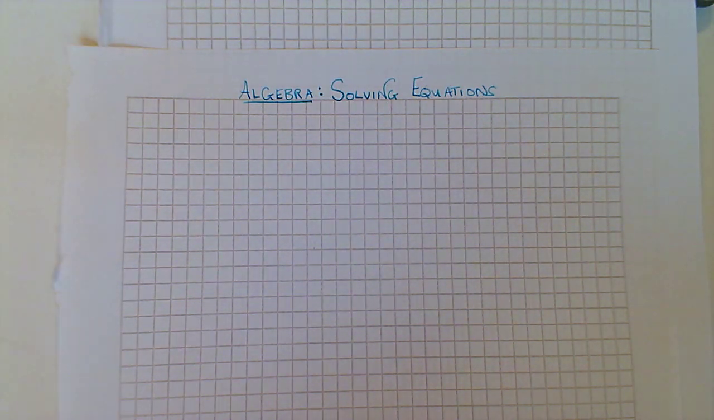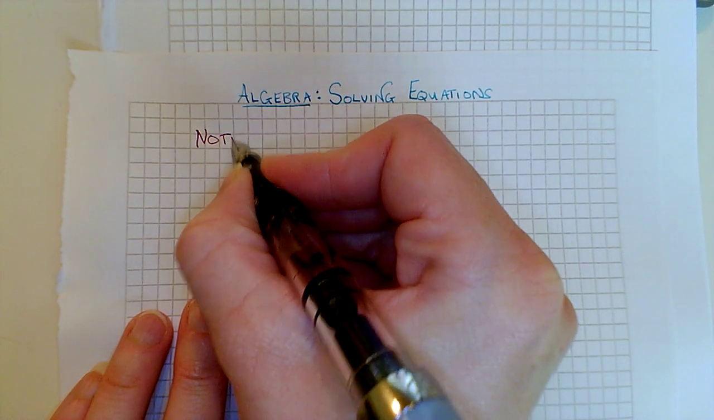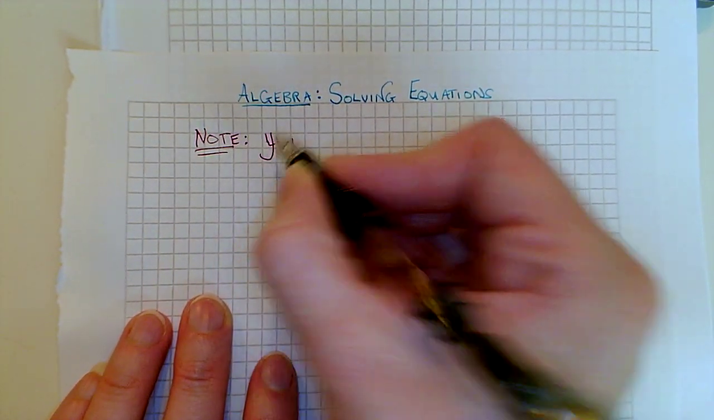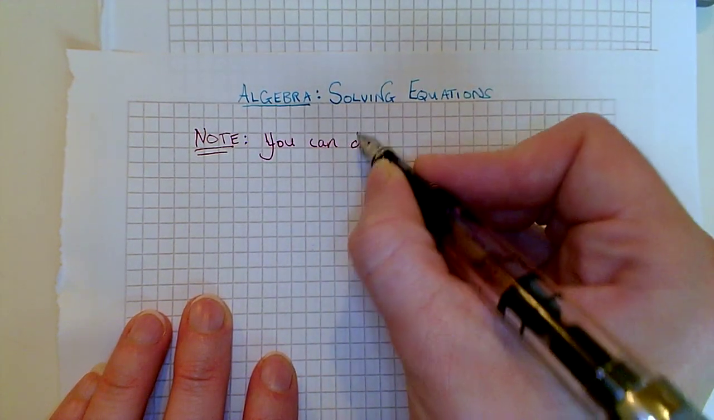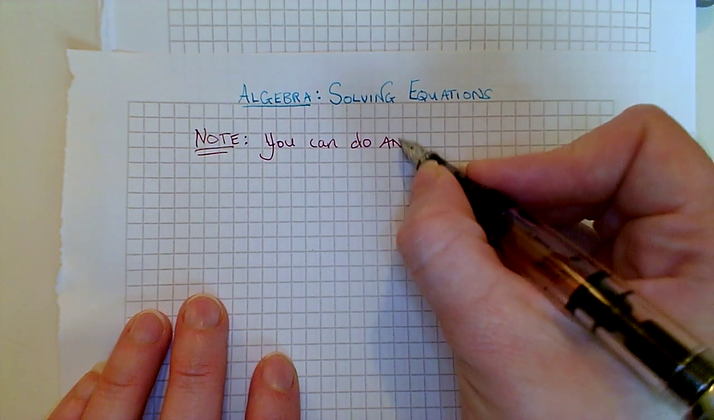So you have seen these types of questions before, but maybe you didn't fully understand why things were happening, like why when I move something from one side to the other, does it become a minus sign? So the first note that we want to take down here is a really important thing about equations. You can do anything you want to an equation in maths, so long as you do it to both sides of the equation.